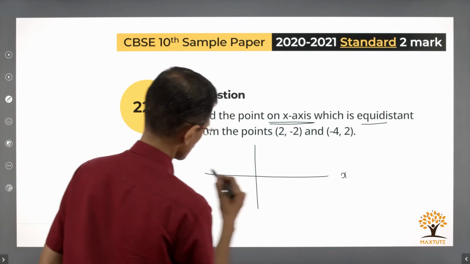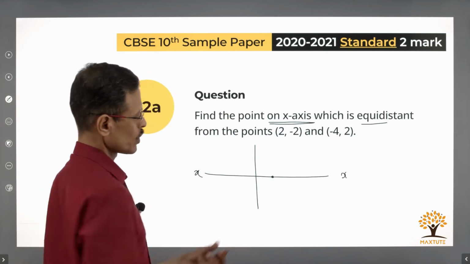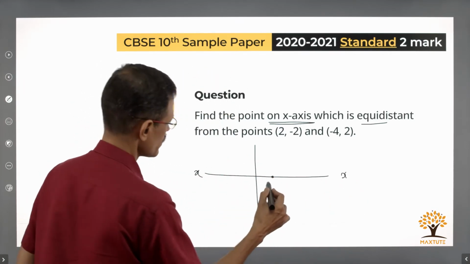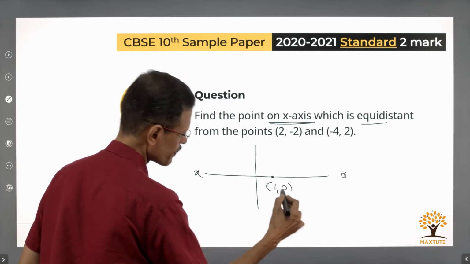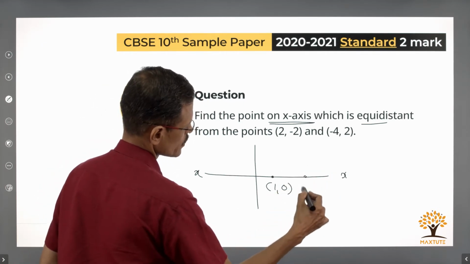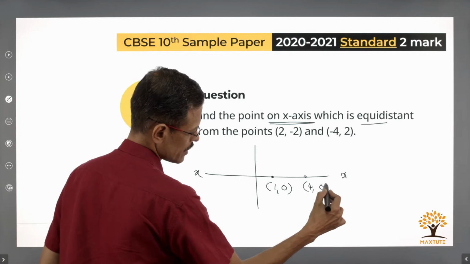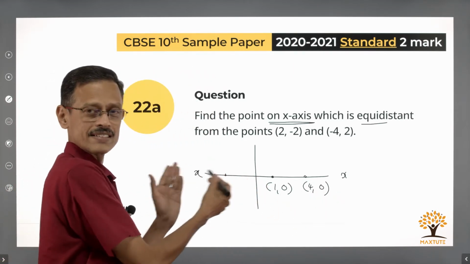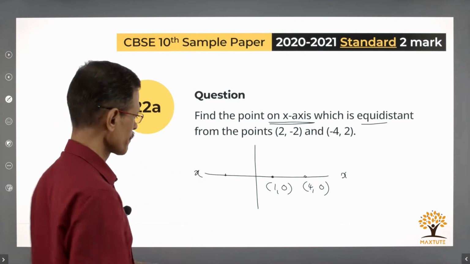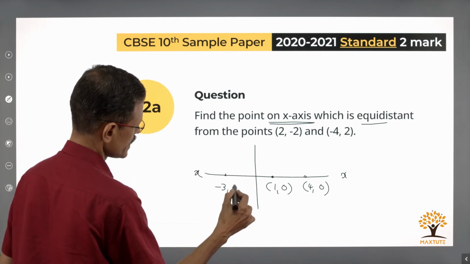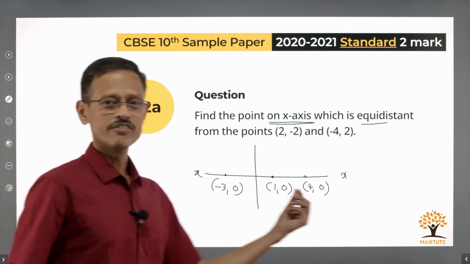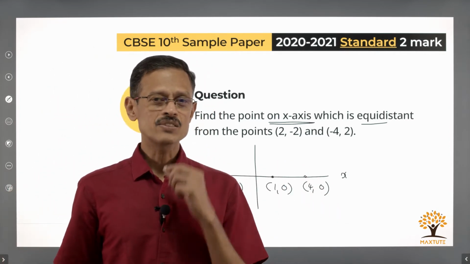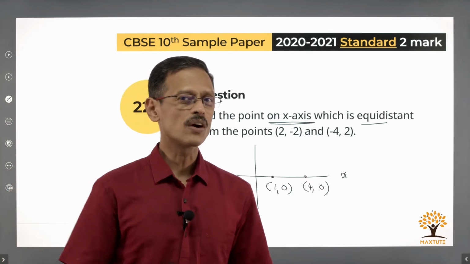This is the x-axis. Any point on the x-axis, what will be the coordinates of this point? Let's say this is (1, 0). Move a little to the right. The coordinates of this point could probably be (4, 0). If I move to the left, the negative region of the x-axis, this probably is going to be (-3, 0). So one thing is very clear: if a point lies on the x-axis, its y coordinate is going to be 0.